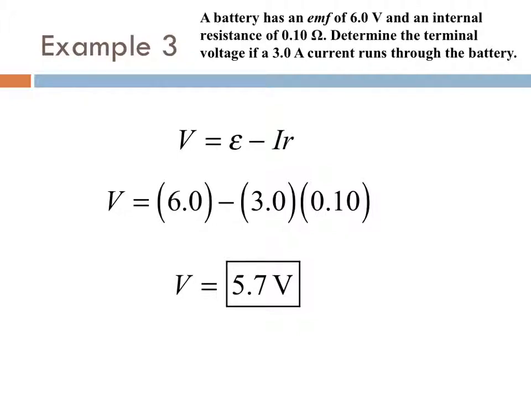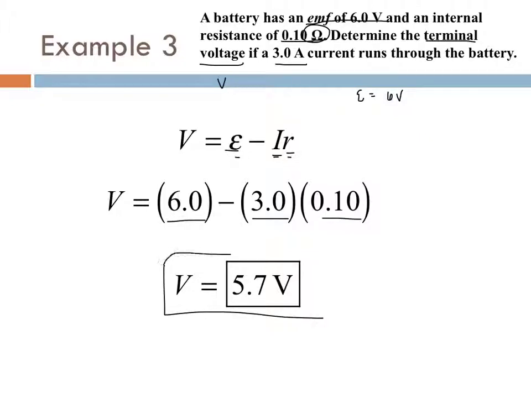So again, this problem is pretty straightforward. A battery has an EMF of 6 volts. Again, that EMF is our little sigma symbol here. And an internal resistance of 0.10 ohms. Remember that ohms is a unit for resistance. And we're asked to determine the terminal voltage, which is V, if we have a current of 3 amps running through the battery. So we're given all of our information. We can simply plug it in, and we get a terminal voltage of 5.7 volts.